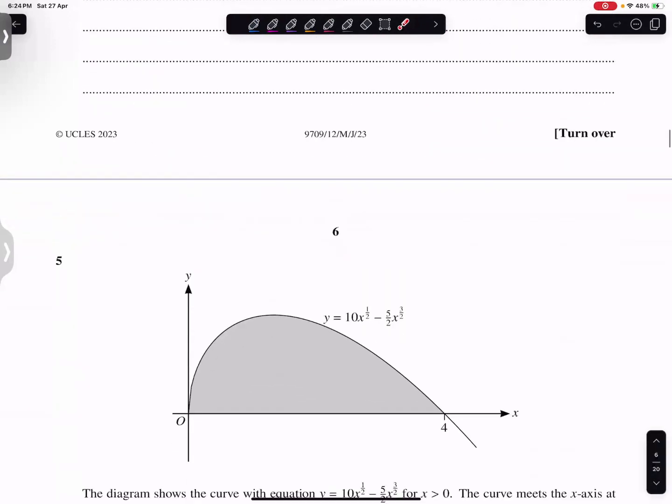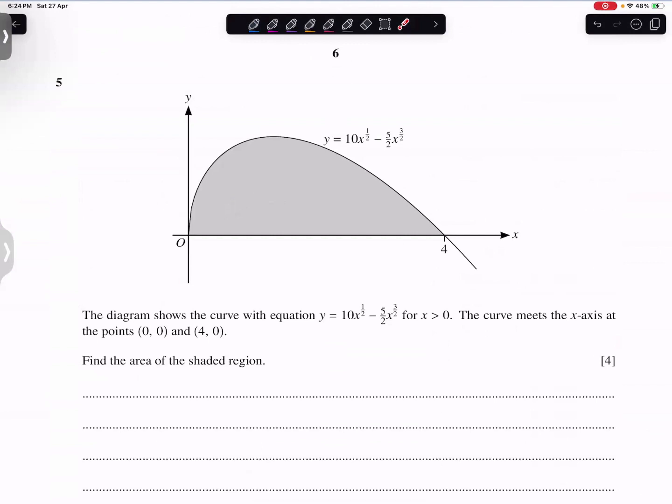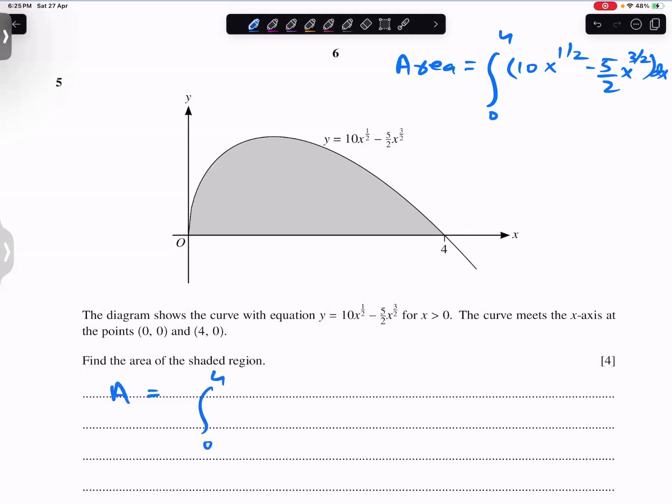The next is question 5. We have to find the shaded area. It's very easy. The area integral will be lowest value is 0, greatest value is 4, and you have to integrate this curve. The curve is 10x power 1 over 2 minus 5 over 2 x raised to power 3 by 2 dx. So area will be 0 to 4, 10 x^(1/2) minus 5 over 2 x^(3/2) dx.